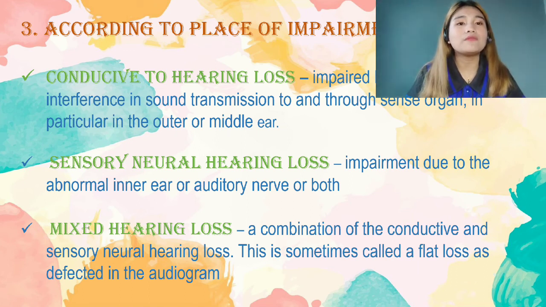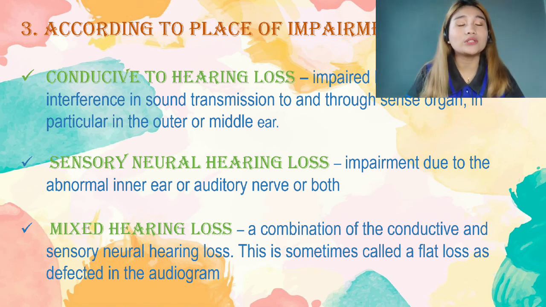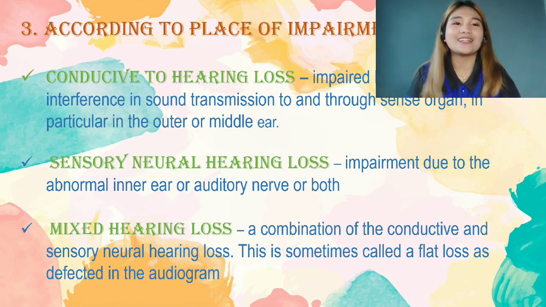For the number 3, according to type of impairments, conductive hearing loss, impaired hearing due to interference in sound transmission through sense organ, in particular in the outer or middle ear. For the sensorineural hearing loss, impairments due to the abnormal inner ear or auditory nerve. For mixed hearing loss, a combination of the conductive and sensorineural hearing loss, this is sometimes called a flat loss as depicted in the audiogram. Ito ay ayon sa lugar ng katawan ng kapansanan ng isang tao.